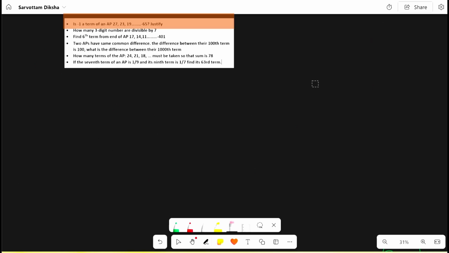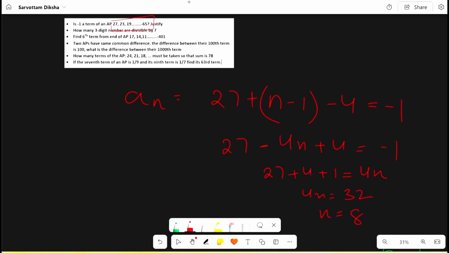Now if I have to see whether minus 1 is a term of this AP or not, what I will do, I will first assume let it be a term AN. So my A is 27 over here, and let me see which nth term is this minus 1. So my D is minus 4 over here. I'll put it equal to minus 1. So after solving, I have got n as 8.